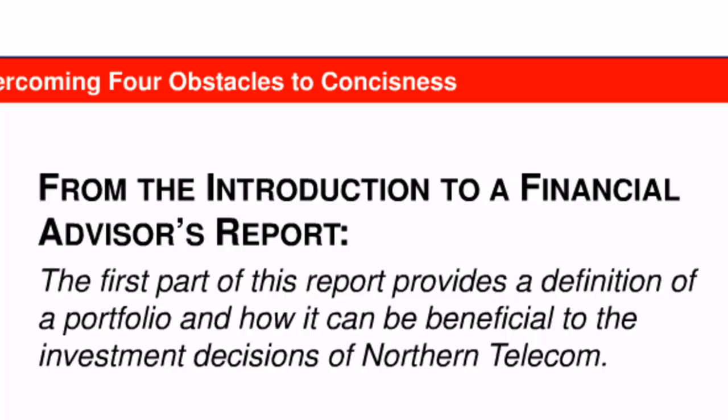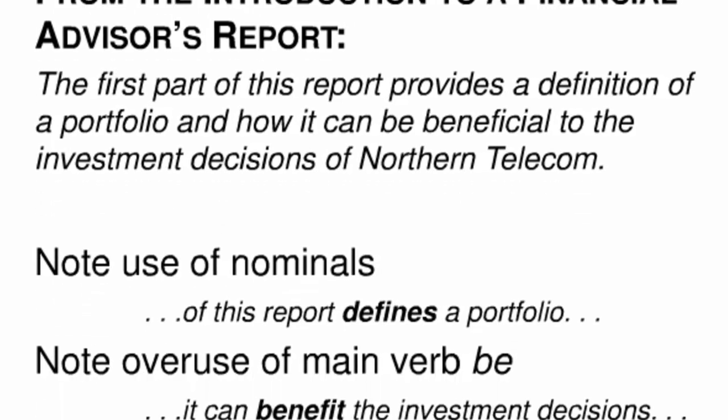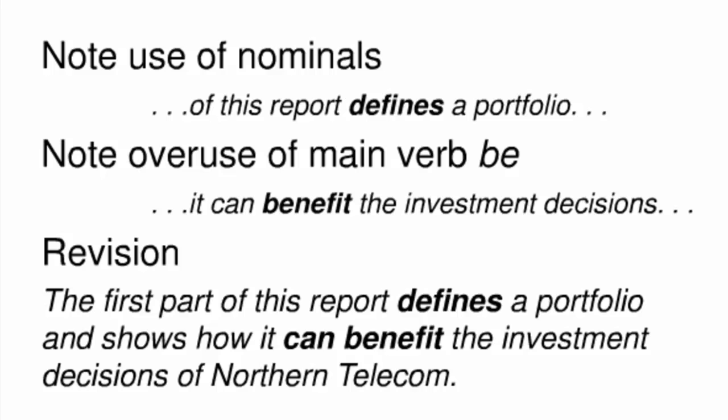In order to revise, you should identify obstacles to conciseness in the original. Note that the original uses a nominal, definition, which could be converted into a verb, defines. Note also the main verb "be" is used in the original sentence. It can be beneficial. This can be made more concise by removing the verb form "be" and converting the adjective "beneficial" to the verb "benefits." One way of revising for conciseness is shown here.